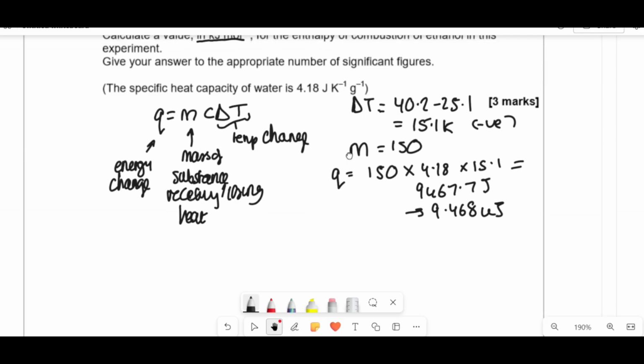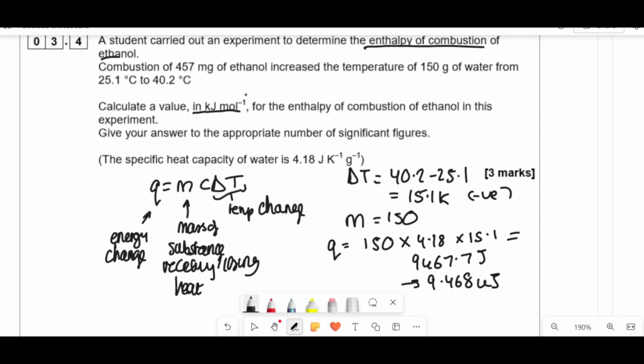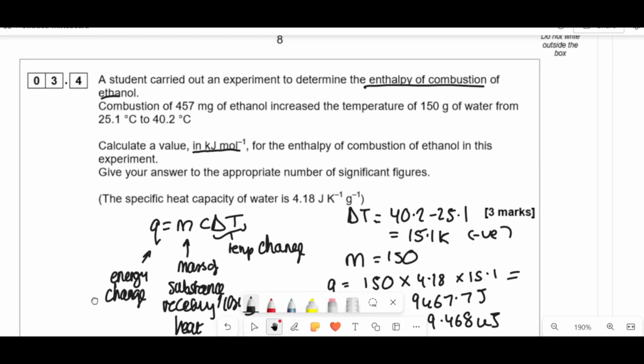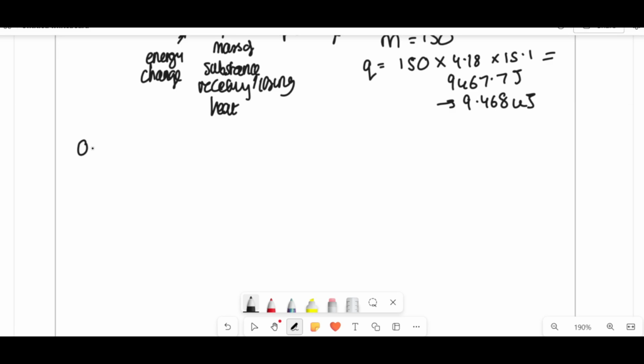Still not done though, because the question's asking you in kilojoules per mole. When we're measuring enthalpy changes, we're measuring the kilojoules, the energy released or absorbed, per mole of substance. So in this question, how much ethanol did we use? 457 milligrams. If I change that to grams, 0.457 grams burnt released 9.468 kilojoules of energy. So you could say that's 9.468 per this many grams of ethanol, right? But they want it per mole, not per gram. So what we need to do is work out the moles of ethanol that we had here.